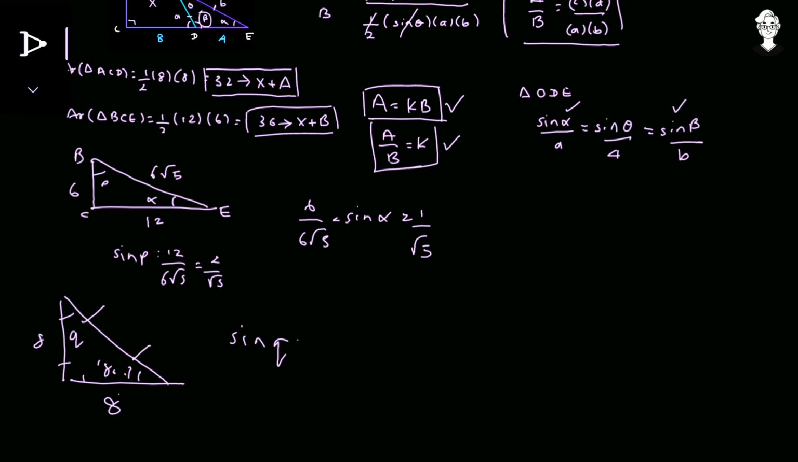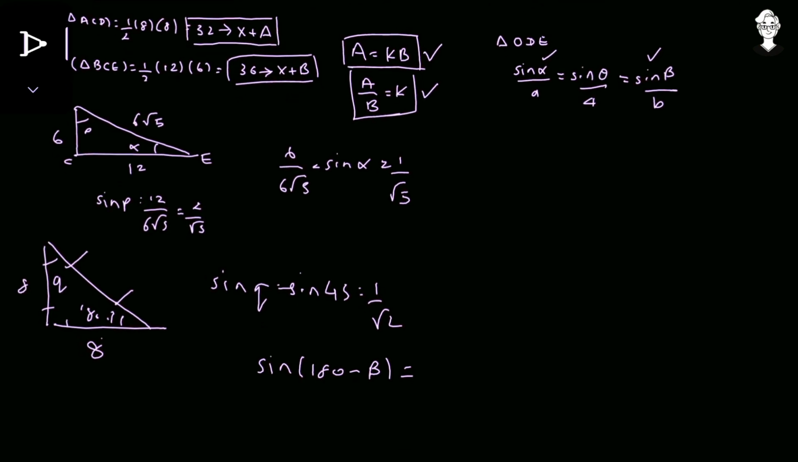So sine of q gives me sine of 45, and that's 1 upon square root of 2. And sine of 180 minus beta, I am just writing it that way. I know that sine of 180 minus beta is sine of 45, but I am writing it as 180 minus beta only, and sine of 45 is 1 upon square root of 2. Now remember the identity: sine of 180 minus theta is sine of that same angle. So sine of 180 minus beta becomes sine of beta. So here we have the value of sine beta.